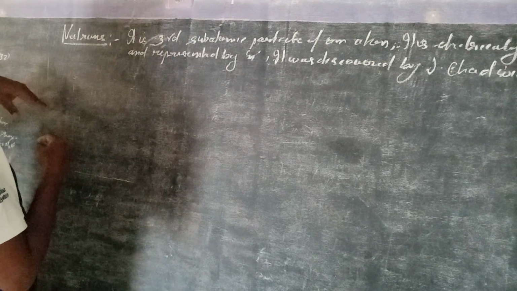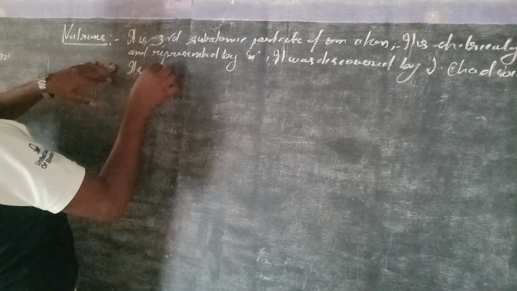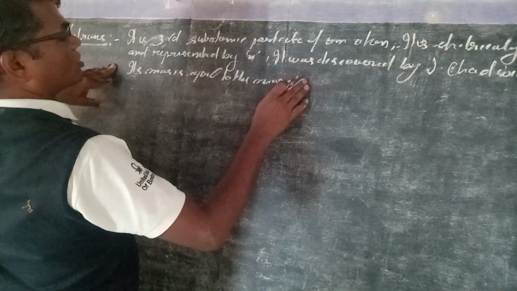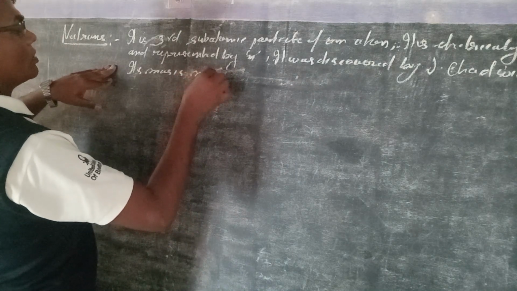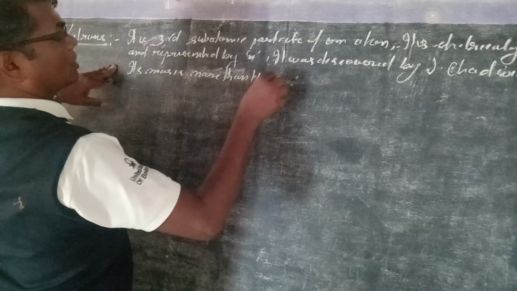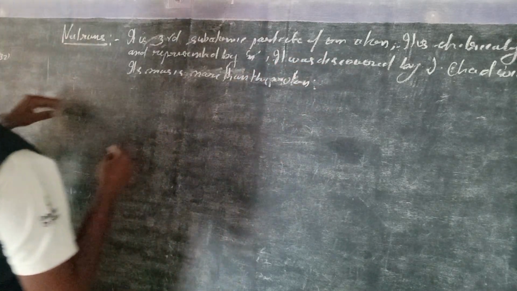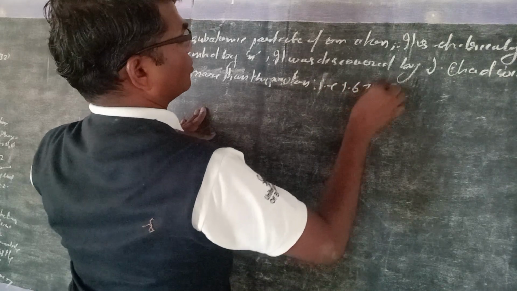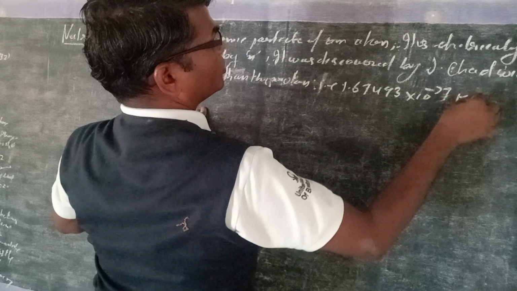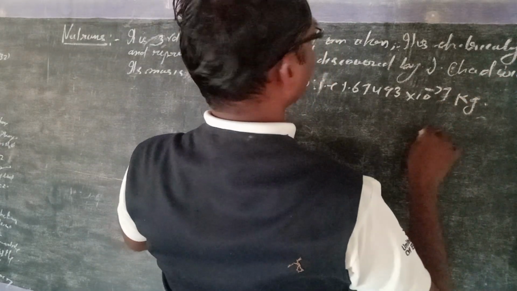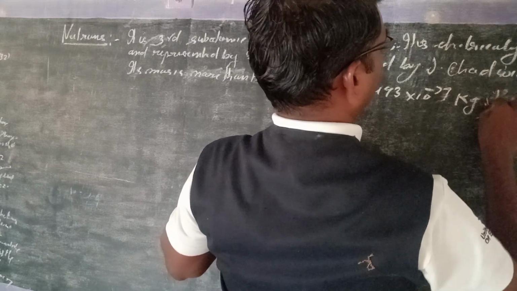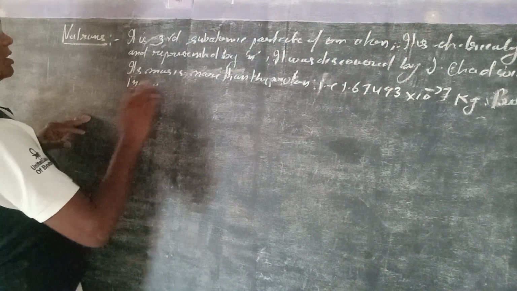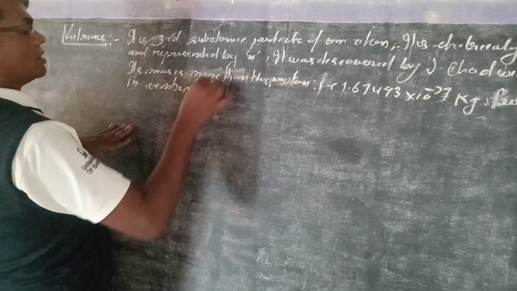Neutrons are electrically neutral, and their mass is more than the mass of protons, that is 1.67493 × 10^-27 kg. They are present in the nucleus, or center, of the atom.